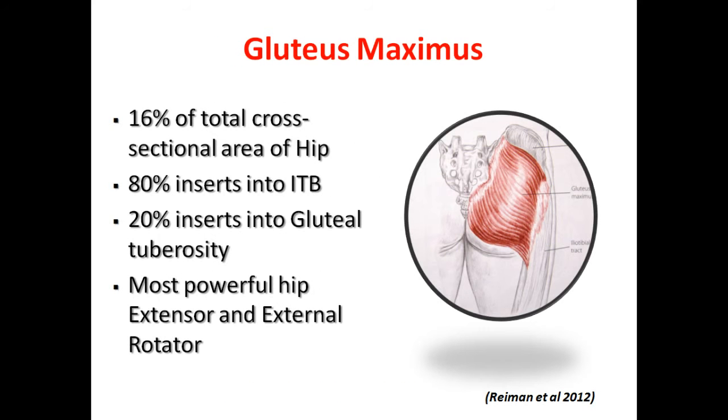A brief look at the anatomy. It's one of the largest muscles of the posterior chain. 80% of the muscle is inserted into the ITB and about 20% into the gluteal tuberosity. It's the most powerful hip extensor and external rotator.